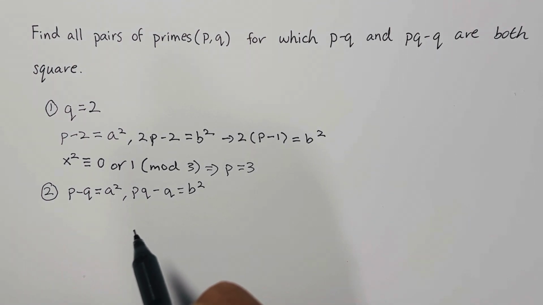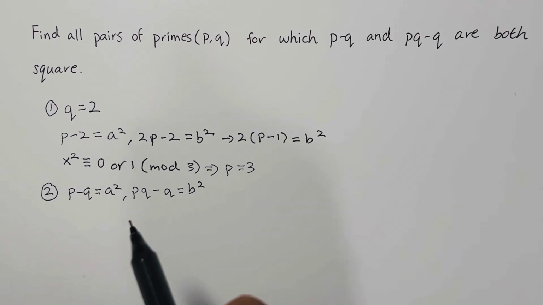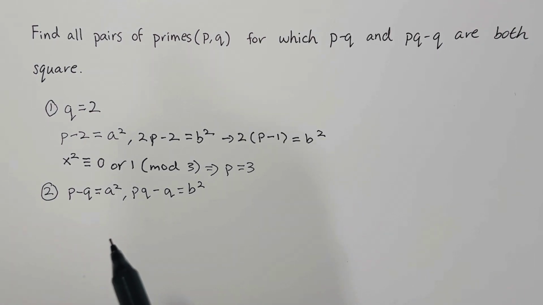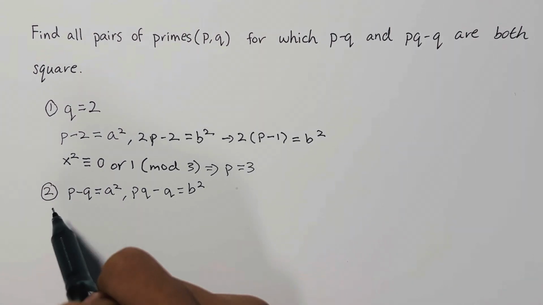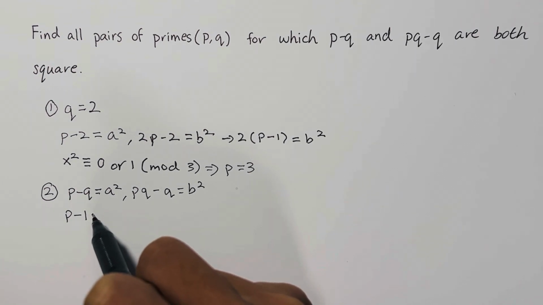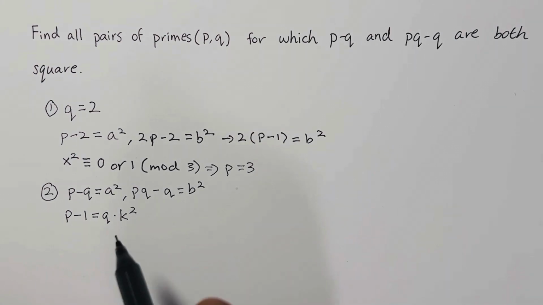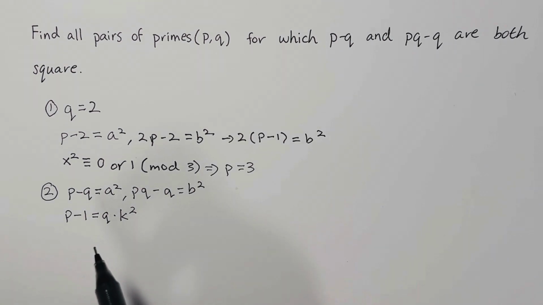Since Q is a prime number and divides B squared, Q must appear in the prime factorization of B squared with an even exponent. Since there is already one Q on the left, P minus 1 must contain another factor of Q and potentially some other square. So we can write P minus 1 is equal to Q times K squared for some integer K. This gives us a formula for P. P is going to be equal to QK squared plus 1.